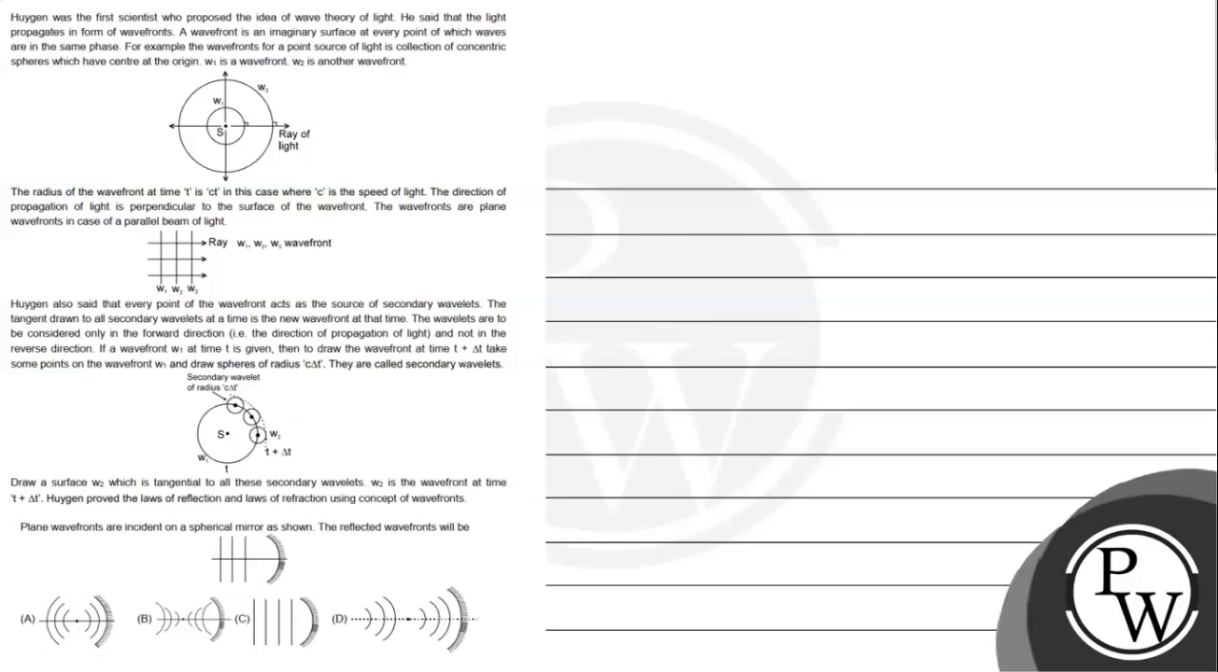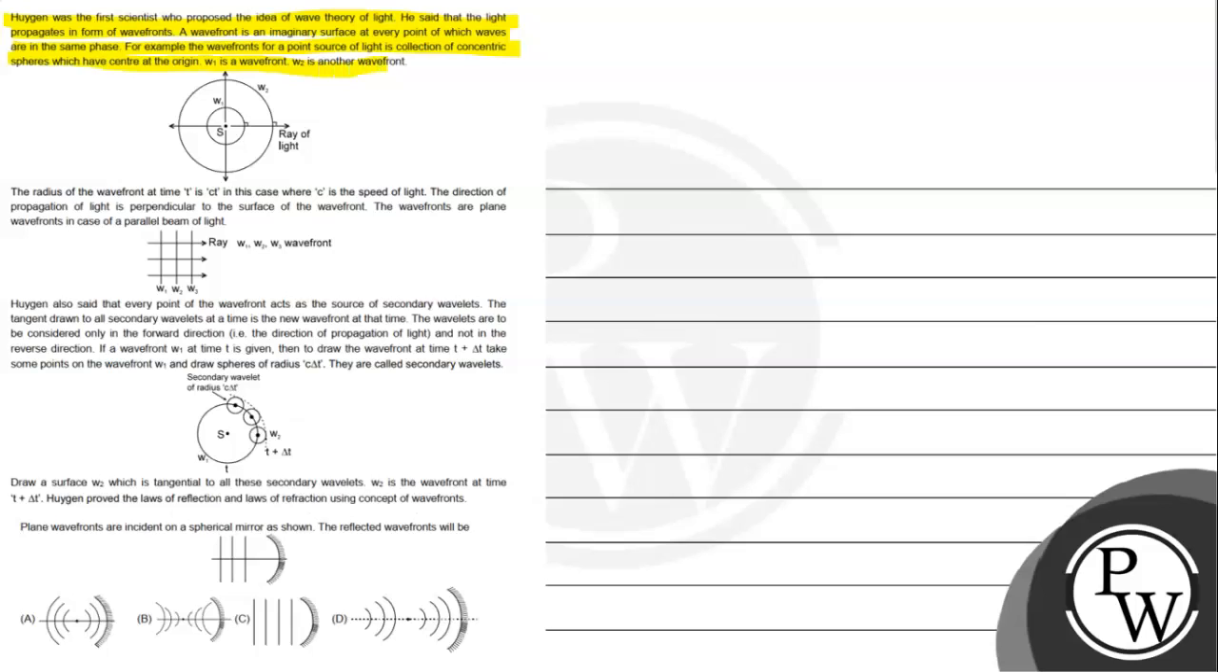The question says Huygens was the first scientist who proposed the idea of the wave theory of light. He said that light propagates in the form of wavefronts. A wavefront is an imaginary surface at every point of which waves are in the same phase. For example, the wavefront for a point source is a collection of concentric spheres which have their center at the origin.